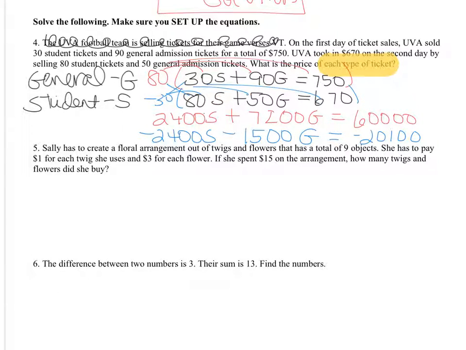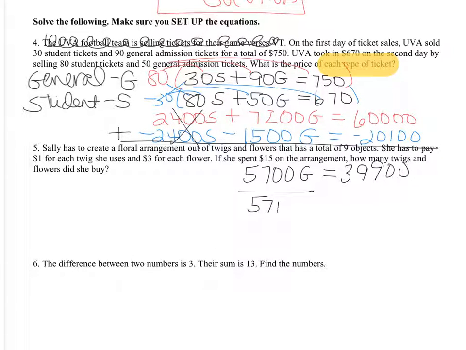My S's are inverses of each other, so I can add them up. My S's eliminate. So I have 7,200 plus negative 1,500, I get 5,700 G equals 60,000 plus negative 20,100. I get 39,900. So now I'm going to divide by 5,700 on both sides.